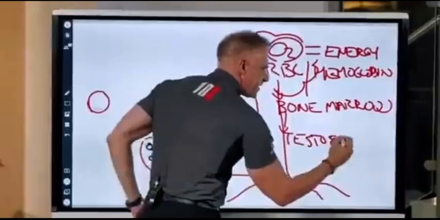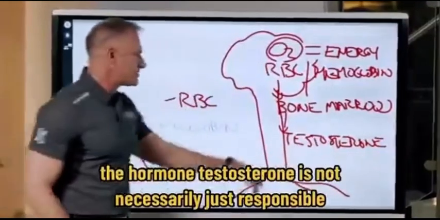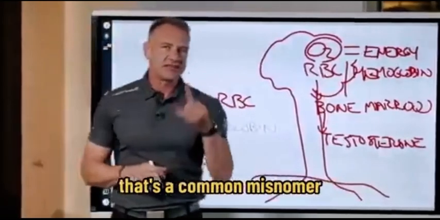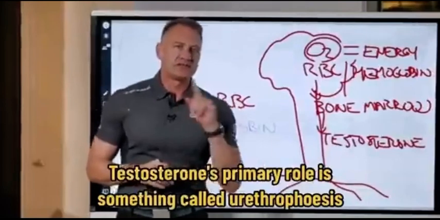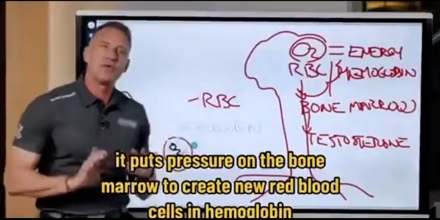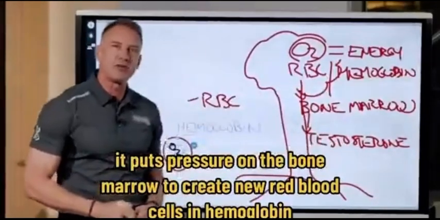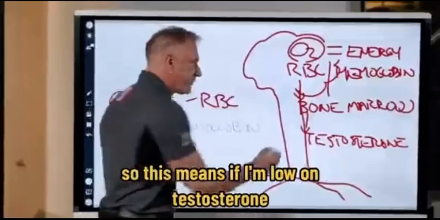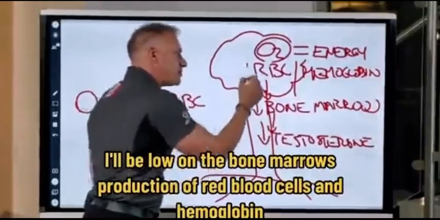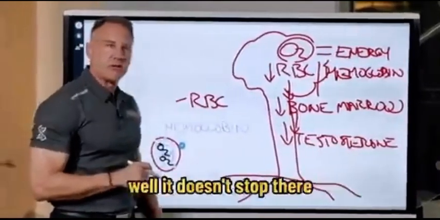You see, in a human being, male and female, the hormone testosterone is not necessarily just responsible for male characteristics. That's a common misnomer. Testosterone's primary role is something called erythropoiesis. It puts pressure on the bone marrow to create new red blood cells and hemoglobin. So this means if I'm low on testosterone, I'll be low on the bone marrow's production of red blood cells and hemoglobin, which means I'll be low on energy. Well, it doesn't stop there.